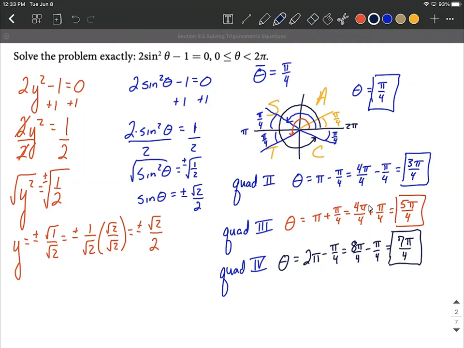So we found all of our solutions between 0 and 2 pi that are going to make true statements when we plug them back into this original equation.